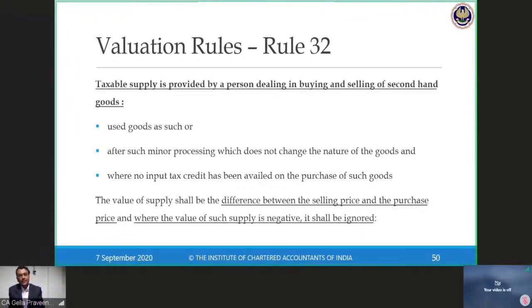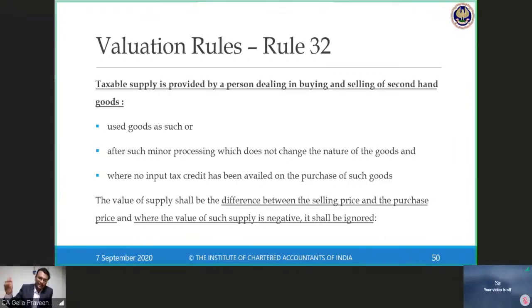Then what is the value? The value of supply shall be the difference between the selling price and the purchase price. I have bought the car at 3 lakhs. I'm selling it at 3 lakh 20. My value of supply is 3 lakh 20 minus 3 lakhs, so 20,000 is my value of supply. Where the value of supply is negative, it shall be ignored.